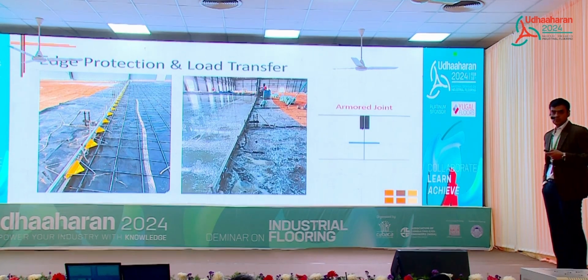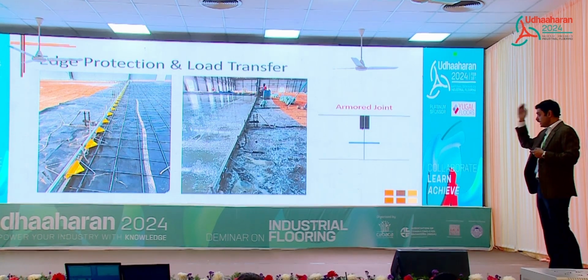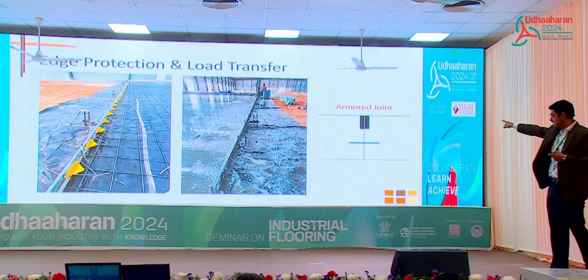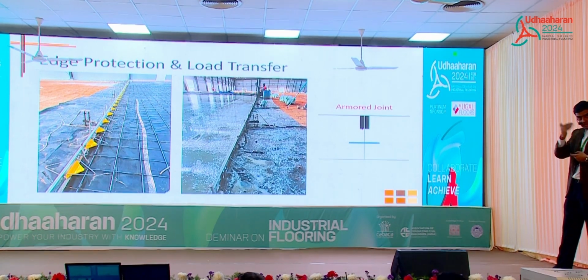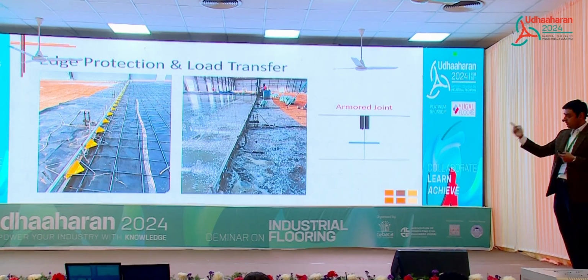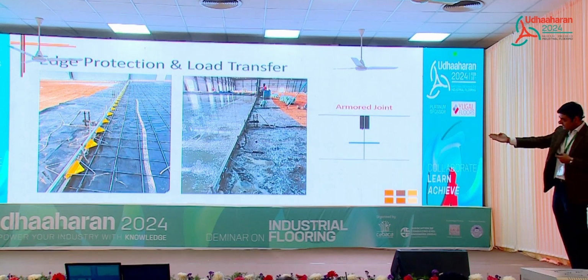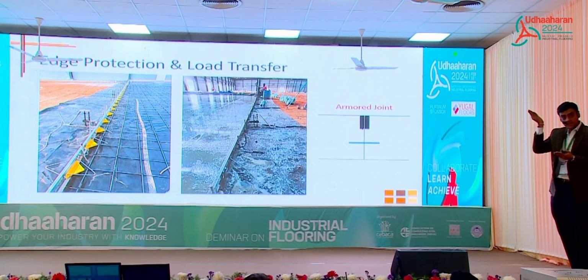You actually just use an armored joint. An armored joint is a steel system that stays in the concrete. It protects the edge. If you look at this, the black rectangles that you're seeing are actually a steel plate that protects the edge of that concrete panel. The blue line that you're seeing is actually the dowel that you see in yellow in the photograph. So the yellow part takes care of the load transfer, and the steel section on the top takes care of taking any hits from the MHEs. So your hit is now being taken by steel and not by concrete. So that is how your concrete is protected.